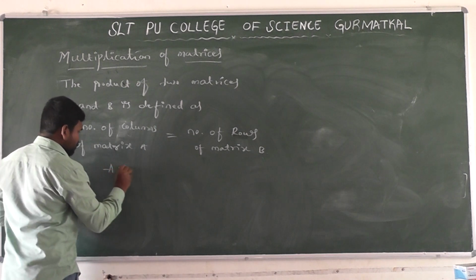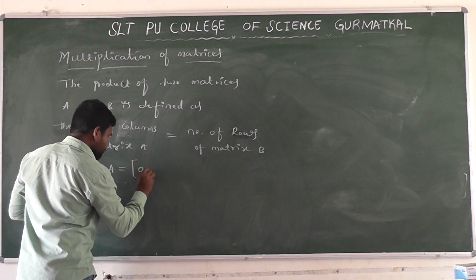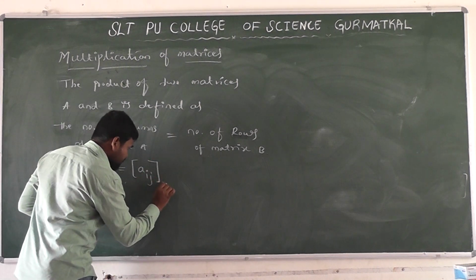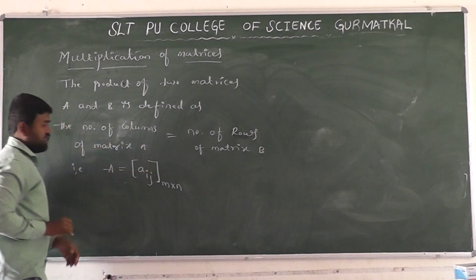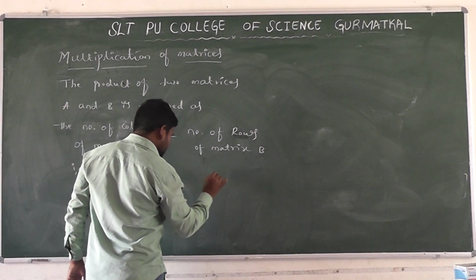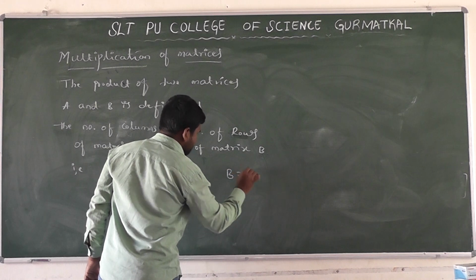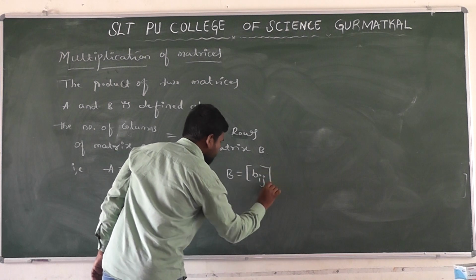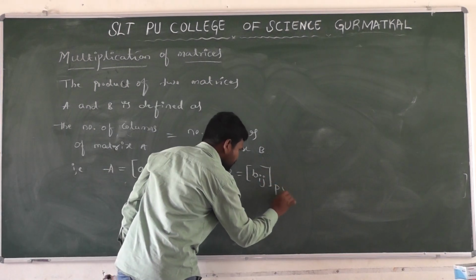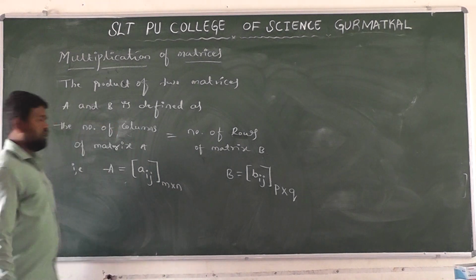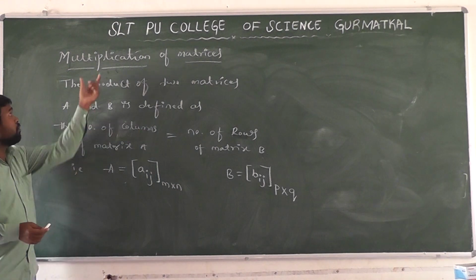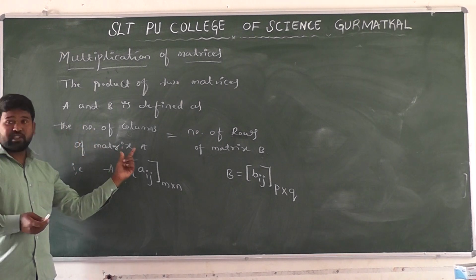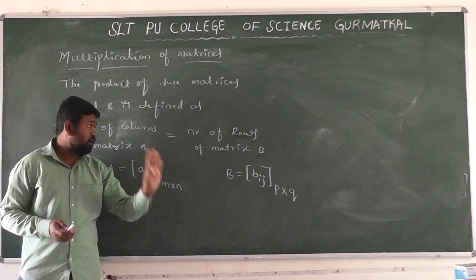here A is a matrix whose elements are in the ith row and jth column, with order m cross n, and B is another matrix whose elements are in the ith row and jth column, with order p cross q, right? Then how is multiplication of matrices possible here? The number of columns of the matrix A is equal to the number of rows of the matrix B.